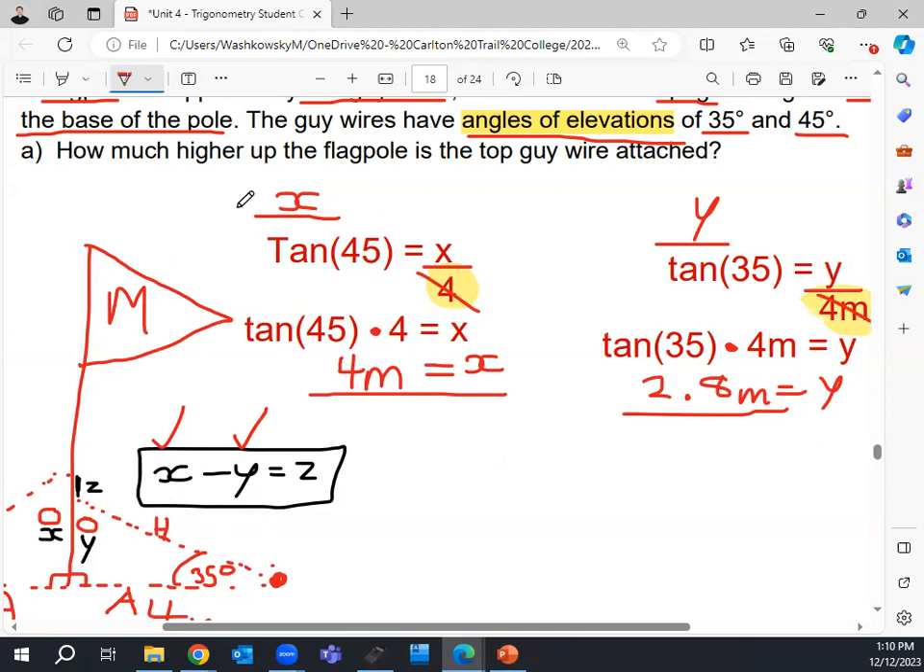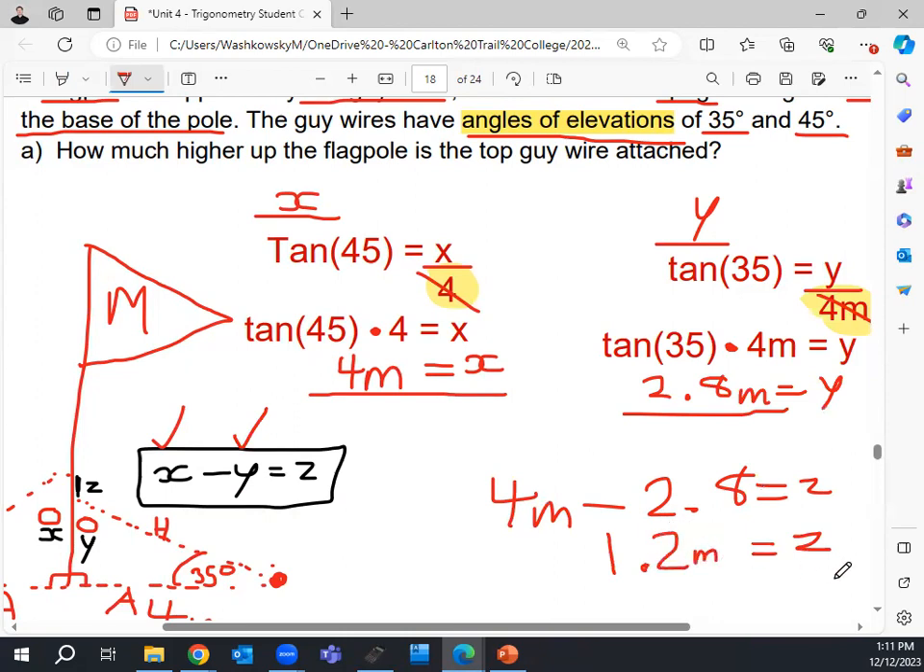Well, now I know how I can find how much higher up the flagpole is, which we called Z. That's where I got that from. That's the difference between these two. So I can just take X, which is 4 meters, take away Y, which is 2.8 meters, and that's going to give me my answer, right? So how much higher up is this flagpole? 1.2 meters.